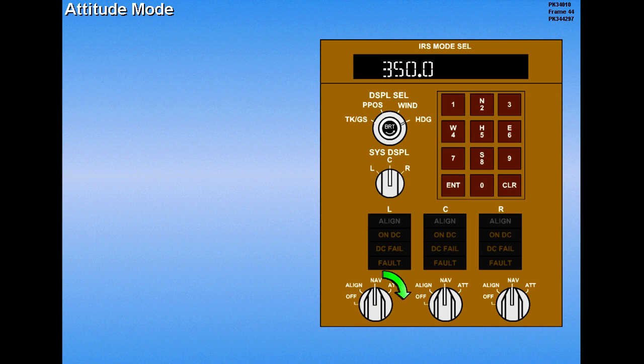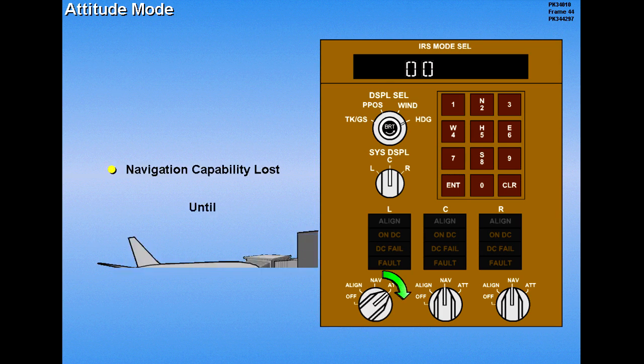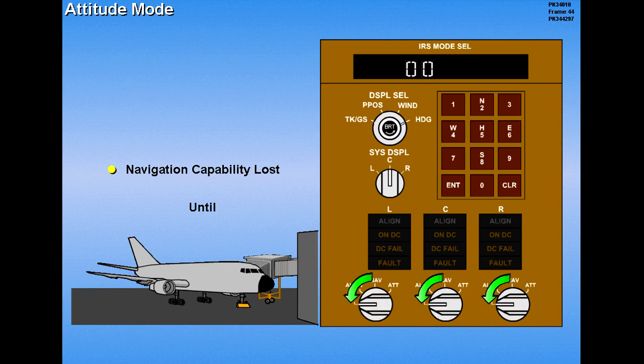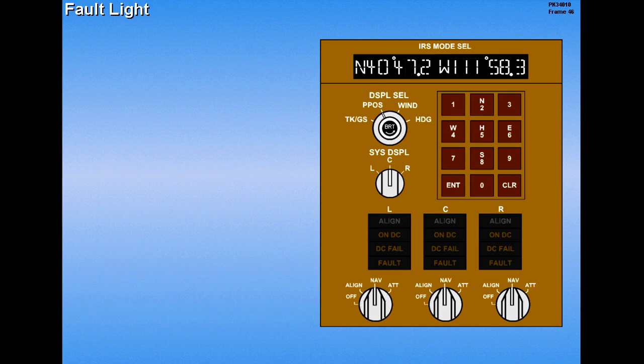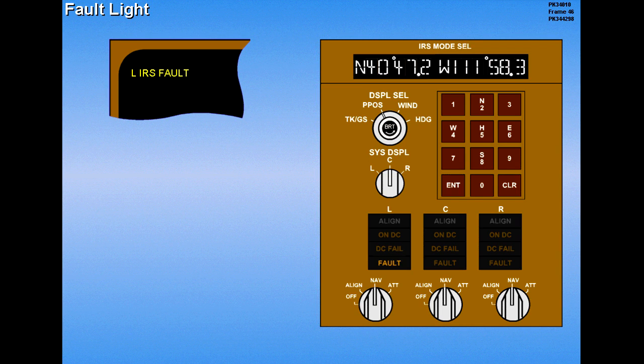Anytime the attitude mode is selected, the navigation capability will be lost until the aircraft is parked and the system is turned off and realigned. The IRS fault light illuminates, accompanied by the associated ICAS message, if an IRS fault is detected. That IRS should be considered unreliable. Now answer some more questions.